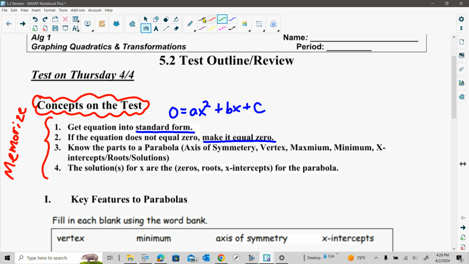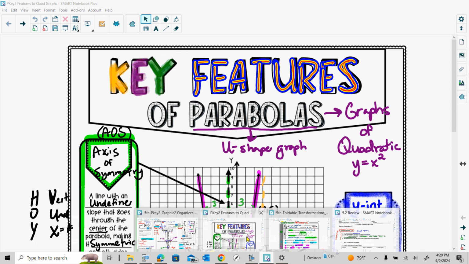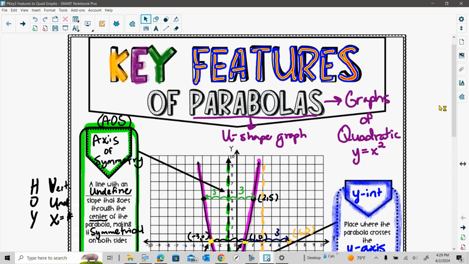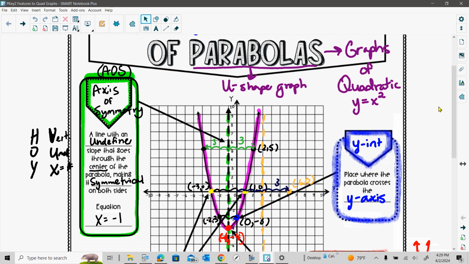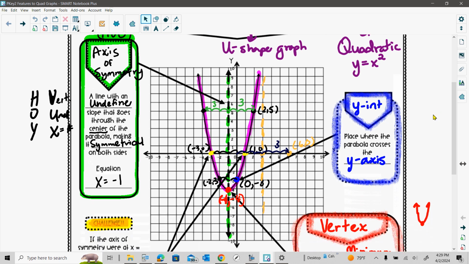And then the parts of the parabola, this is important. You need to know your axis of symmetry, your vertex, your maximum or minimum, your x-intercepts, roots, and solutions. That is all off the key features of a parabola. This was our Edpuzzle for this unit. So make sure you know each key part on a graph.